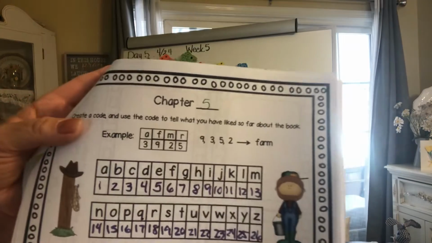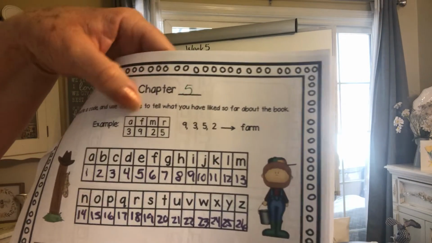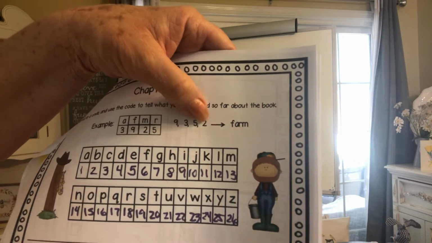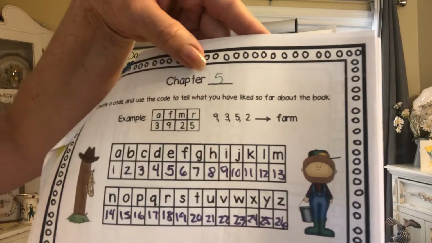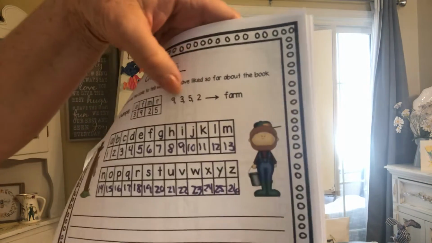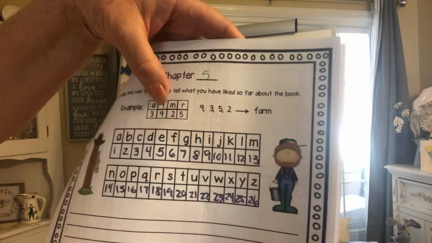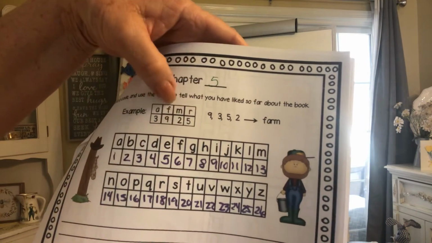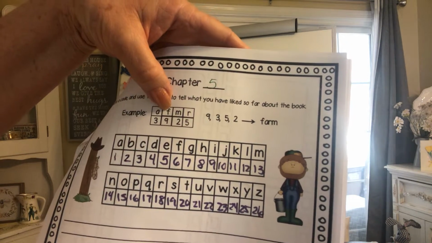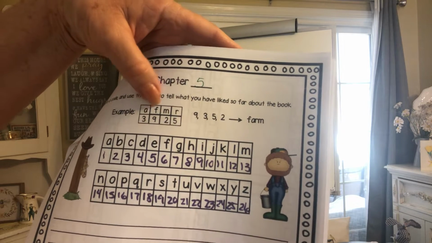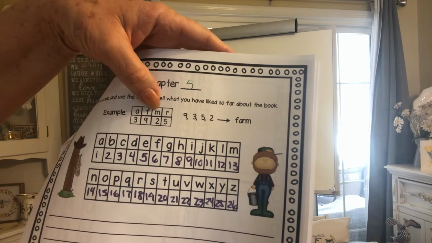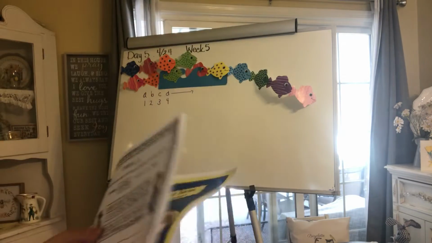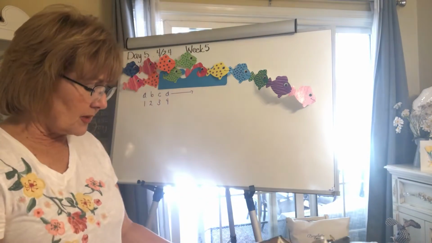Now you'll notice up there on the top where they said 9, 3, 5, 2. They had to put a comma between the numbers because if you have 12, you want to know that it's 12. It's not a 1 and a 2. And that would be farm according to theirs. Number 9 is F. Number 3 is A. Number 5 is R. And then number 2 is M. They spelled out farm.